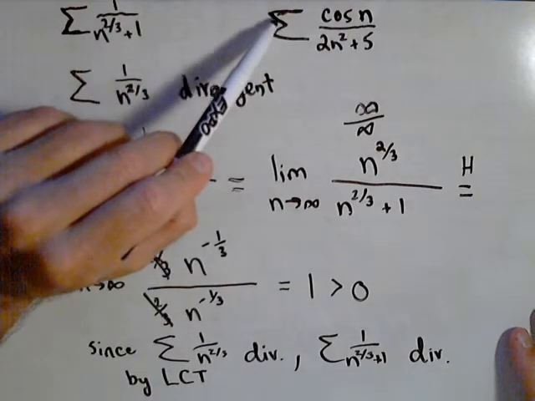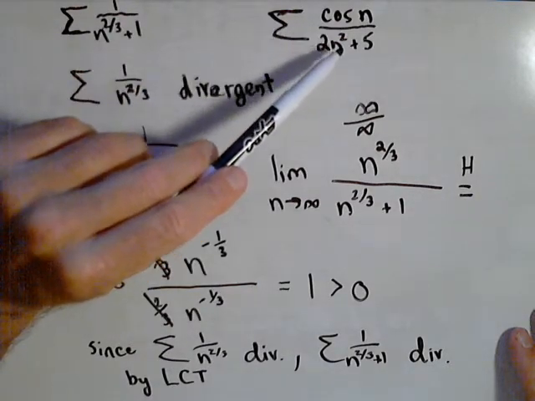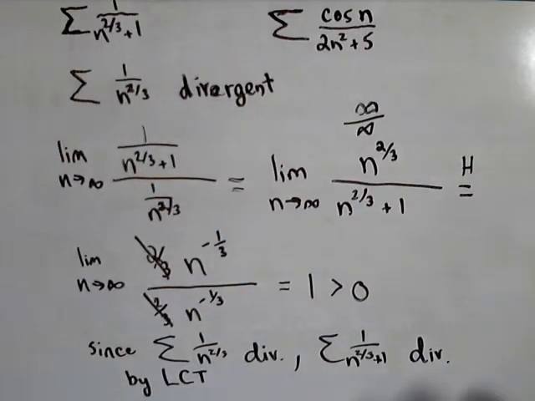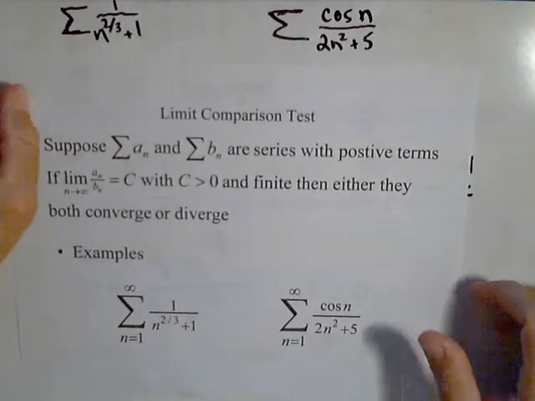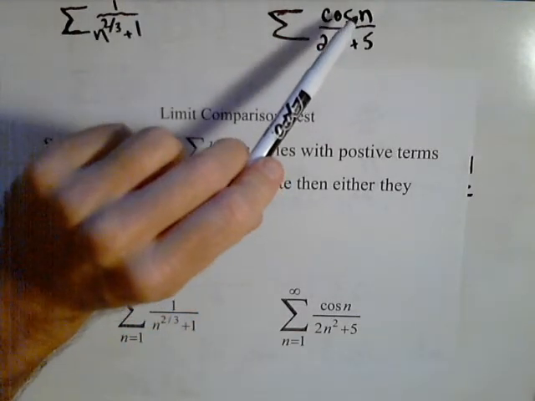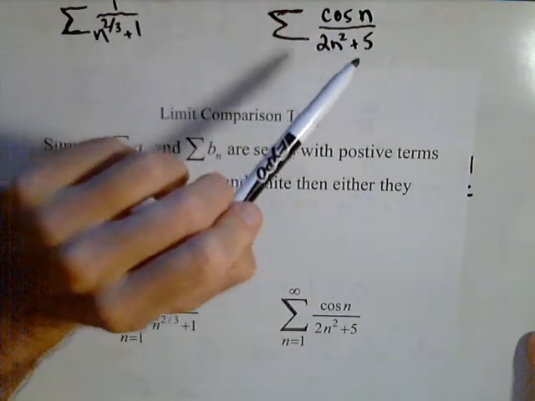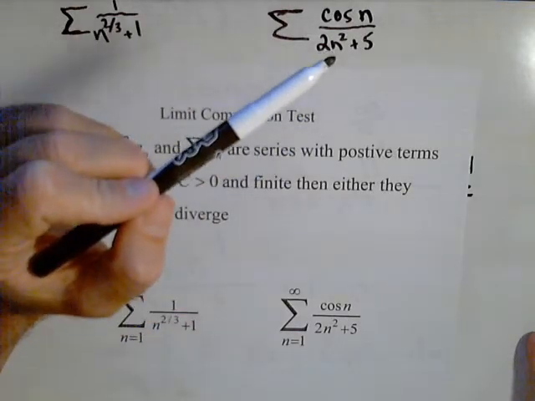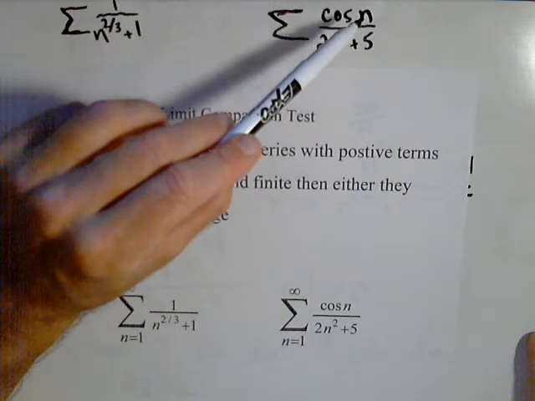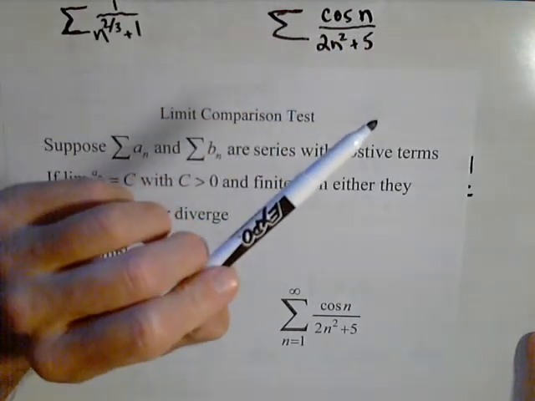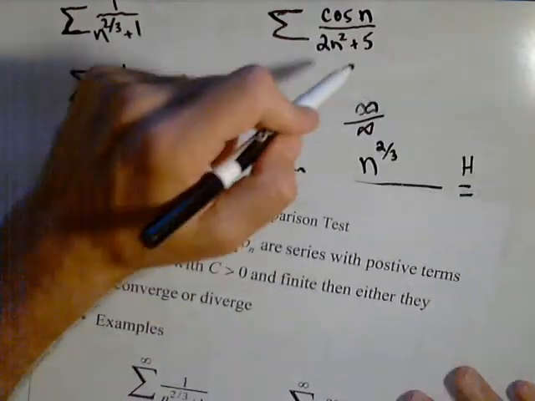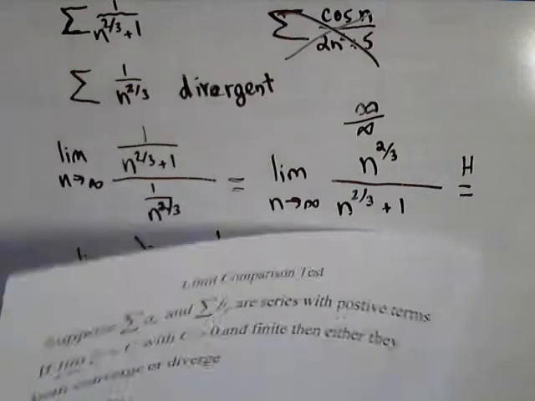Now my other example here, I've got the summation of cosine of n over 2n^2 plus 5. So if our goal is to apply the limit comparison test, just as a reminder, the series have to have positive terms. Cosine of n actually oscillates between positive and negative. Not every time, so it's not actually an alternating series. It would need a cosine of pi n to have that, but it does have negative and positive terms, and it always will. So this one we cannot use the limit comparison test on.